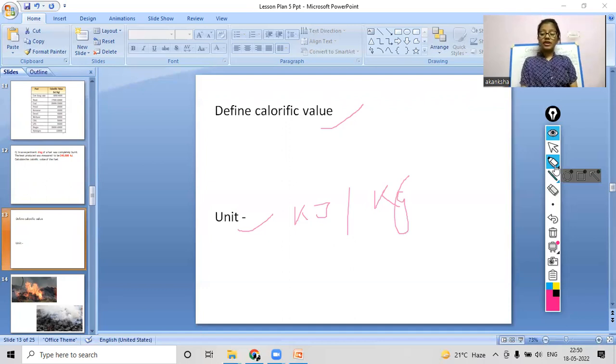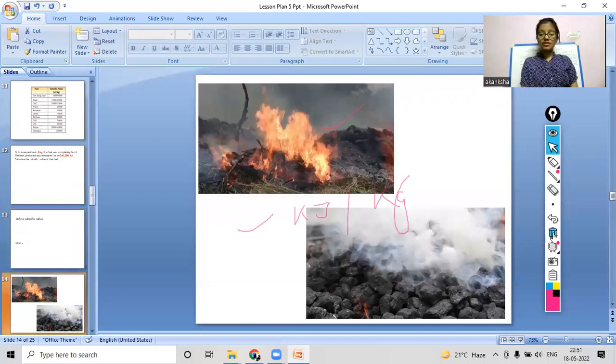Now we will move on ahead and see some more details about the combustion process and the fuels. So what difference can you see in both of these pictures? What is actually happening in these pictures? In the first picture, we can see the grasses are burning and producing a flame. What about the second picture? Yes, the coal is burning, but there are no flames, just smoke, right?